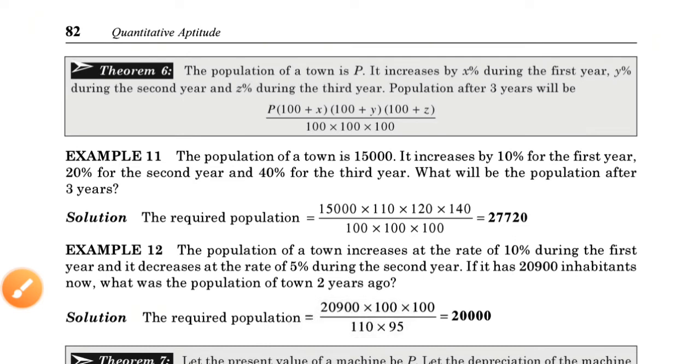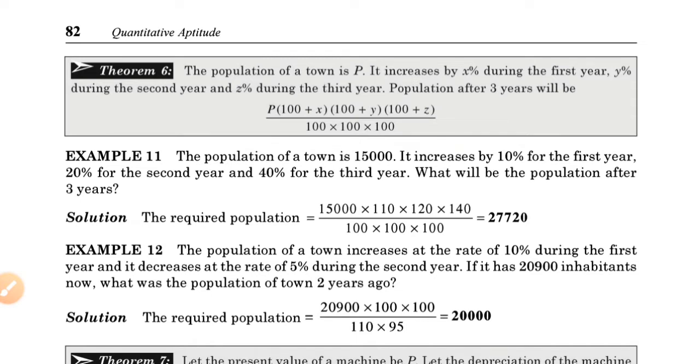The next theorem: the population of a town is P. It increases by X% during the first year, Y% during the second year, and Z% during the third year. The population after 3 years will be P into (100 plus X) into (100 plus Y) into (100 plus Z) over 100 into 100 into 100.